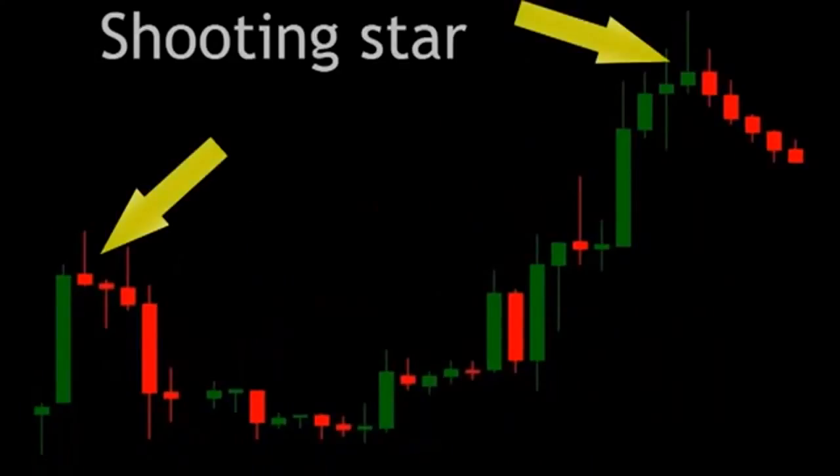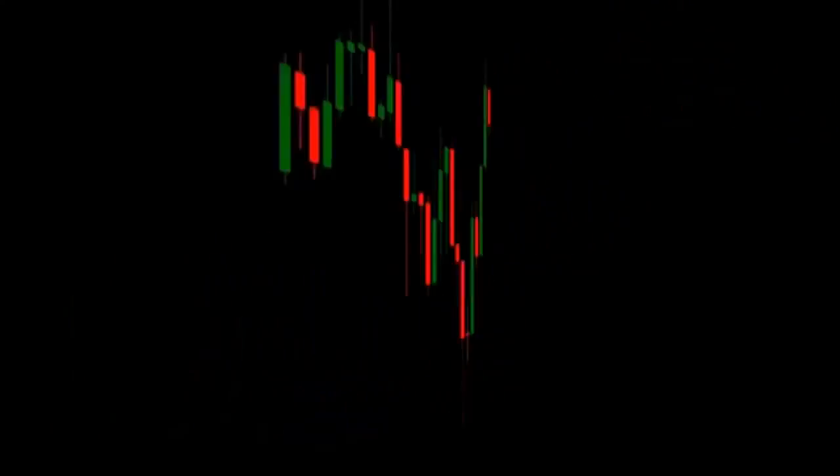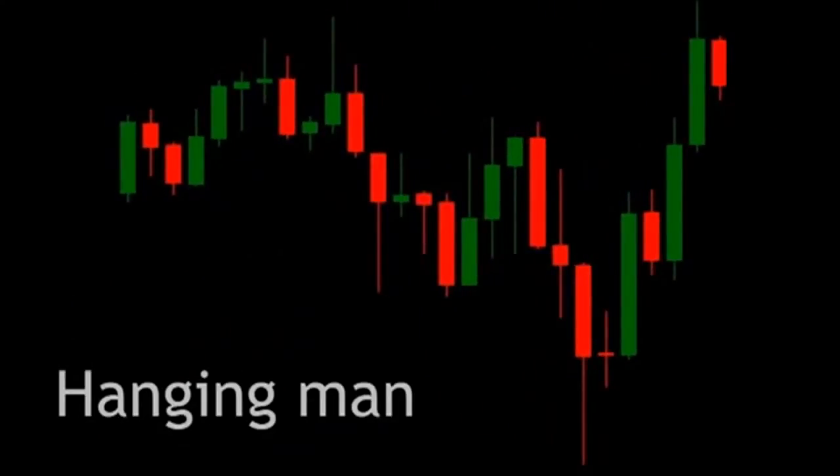Next is the shooting star. It looks exactly like the inverted hammer, but it forms at the end of an upward trend. It shows that the bears are starting to get the upper hand and the market is about to go down. And finally, we have the hanging man, which also forms at the end of an upward movement and looks exactly like a hammer with a long shadow.